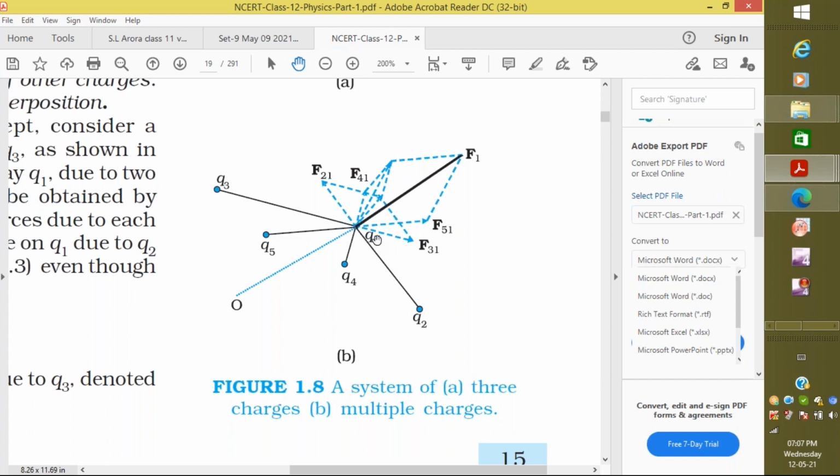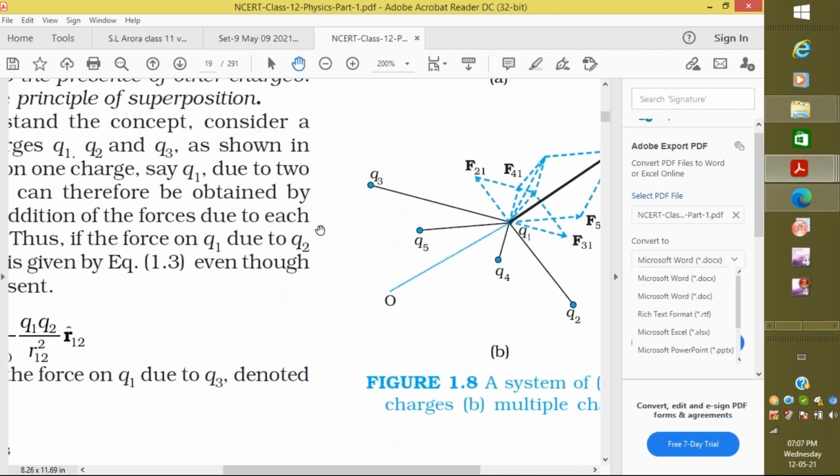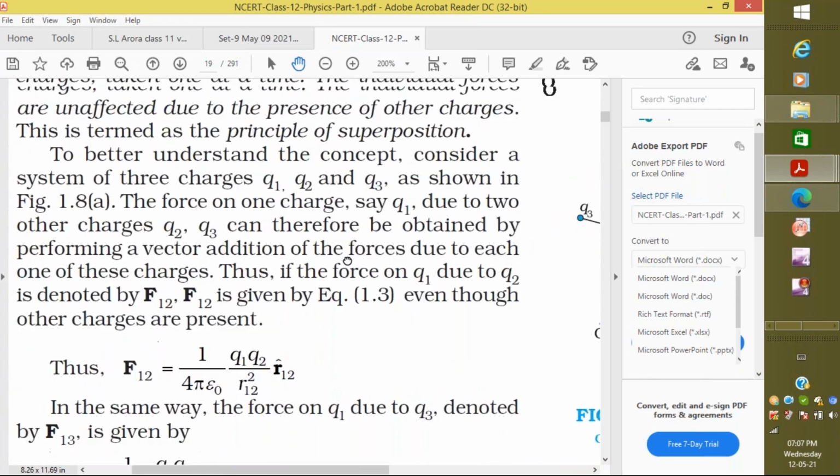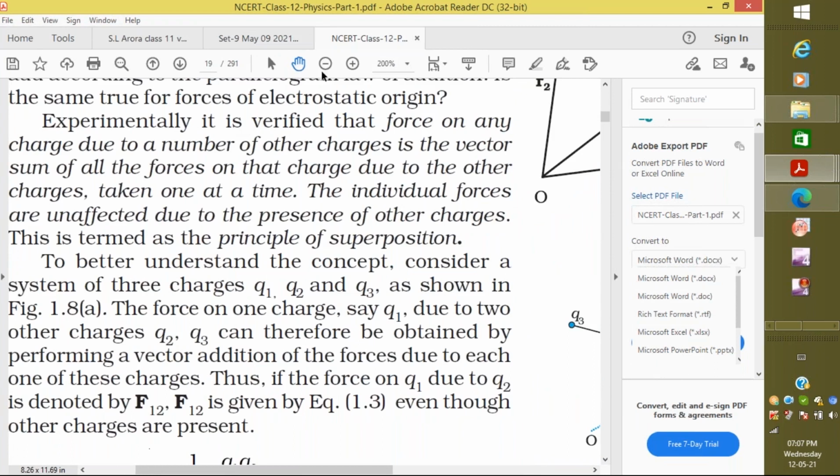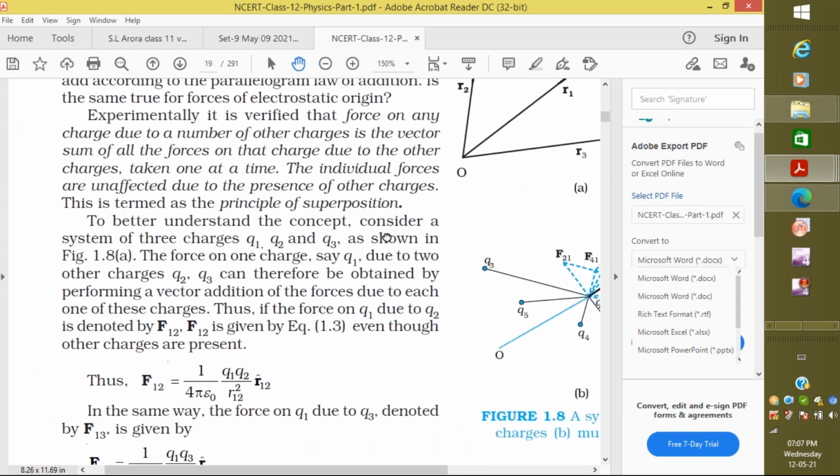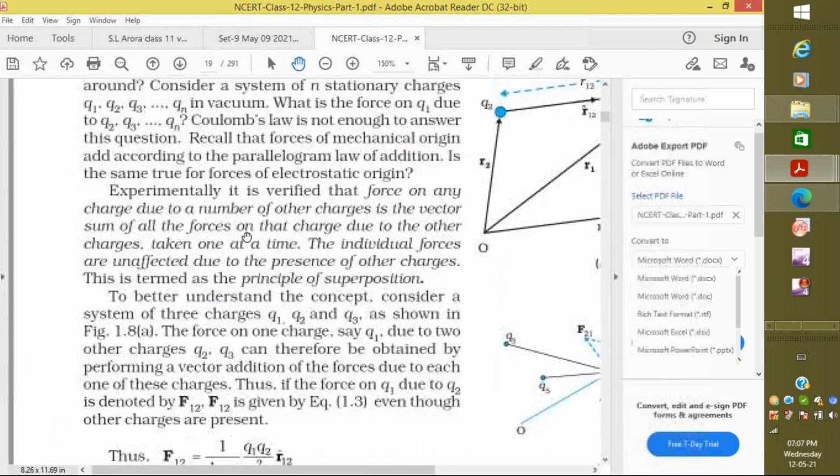So you find out the individual forces, like for charge 2 what is the force on Q1, for charge 3 what is the force on Q1, for charge 4, 5 and so on. And when you find all these forces, you take the vector sum, not the algebraic sum. You have to take the vector sum of all these forces. Then what you get is called the net force. So this is called the superposition principle.